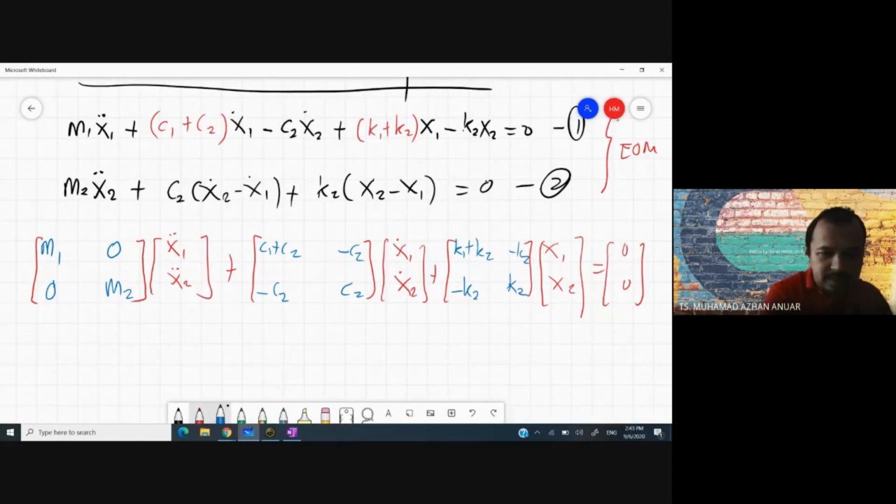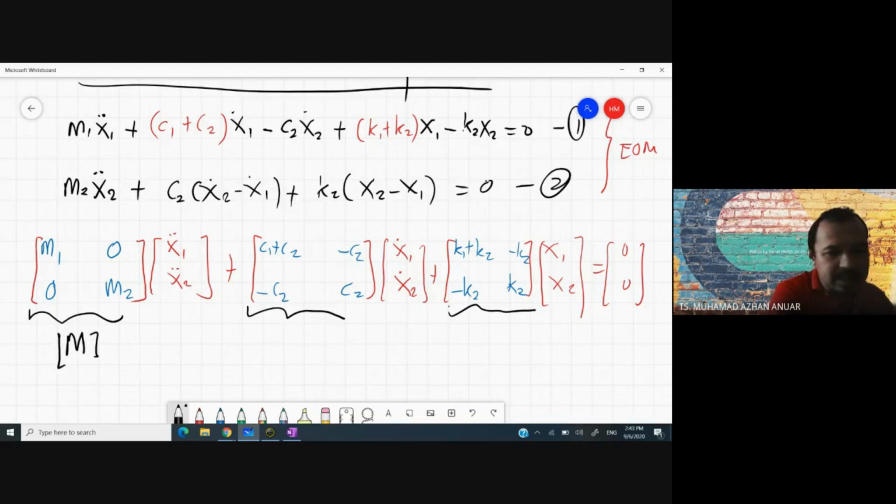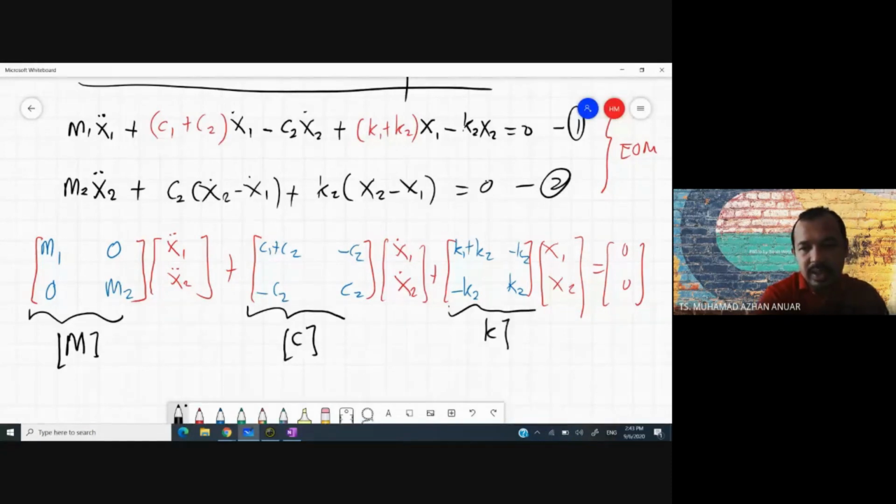Normally in our books, they call these the mass matrix, the damping matrix, and the stiffness matrix. So this is our third objective, to define the mass matrix, damping matrix, and K matrix. Later on in chapter 5 for Dunkerley's and Rayleigh, we will use this. We will also use it as a shortcut in our derivation for natural frequency and motion.